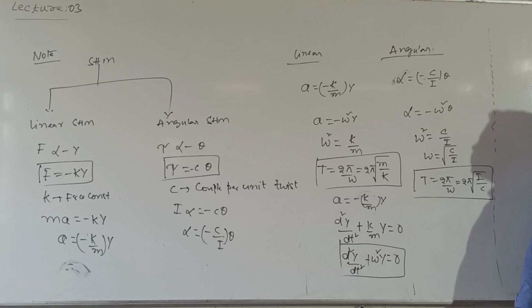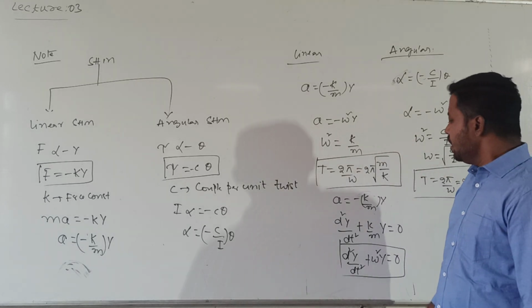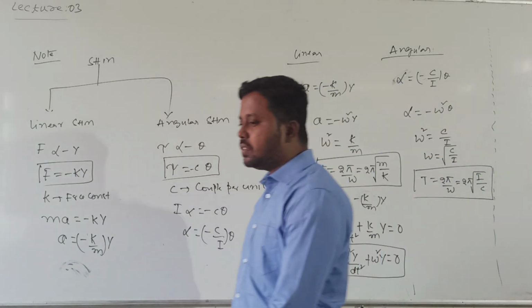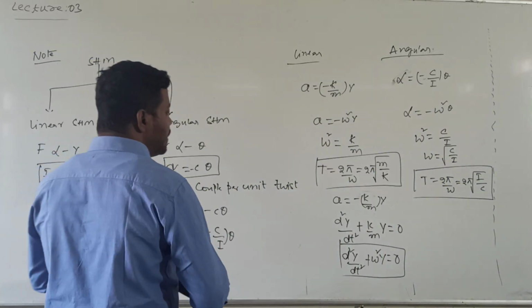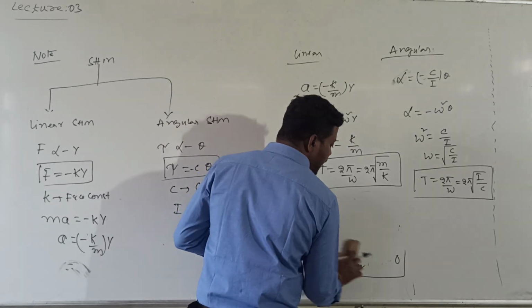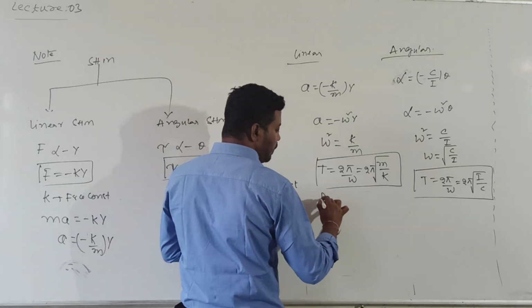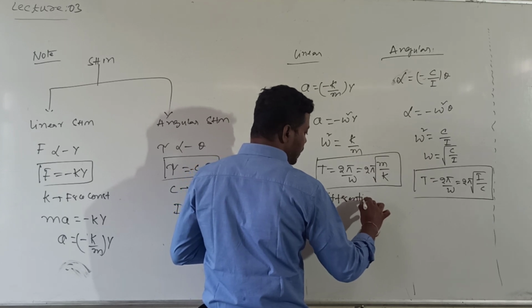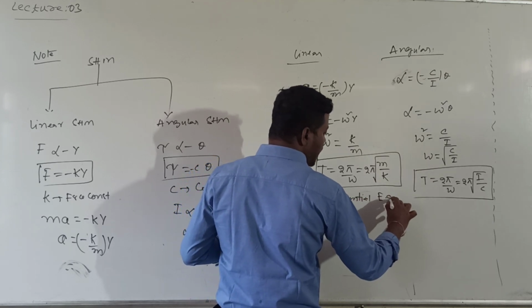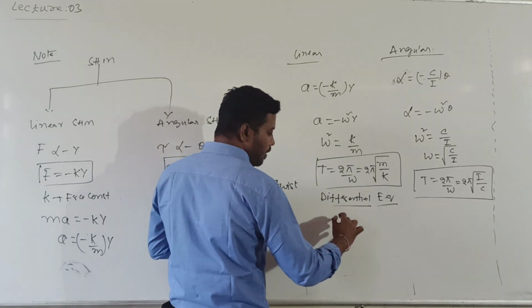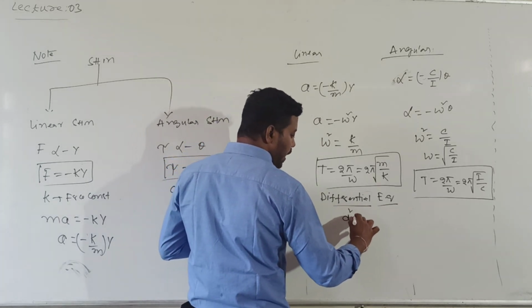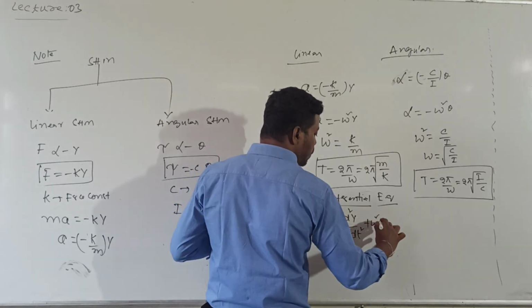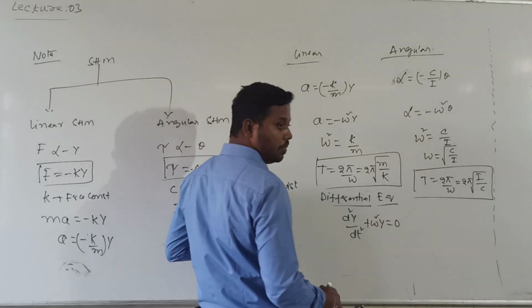Whenever a particle is executing linear SHM, what is the differential equation given by? How did I get this differential equation? Directly I will write it: the differential equation for a particle executing linear SHM is d square y by dt square plus omega square into y equal to 0.